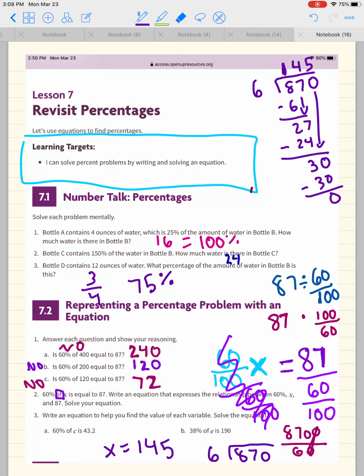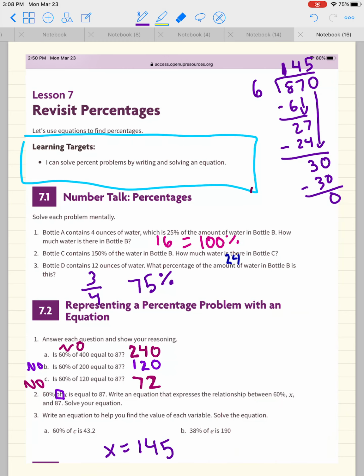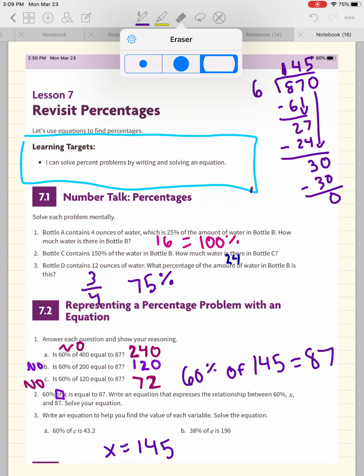Okay, so 60% of 145 is equal to 87. I went ahead and plugged it back into my equation just to see if it made sense. So 60% of 145 is equal to 87.